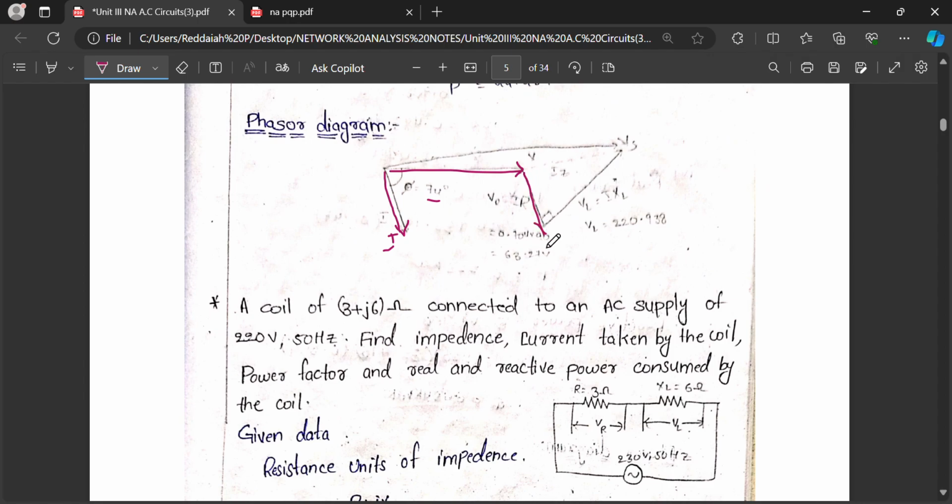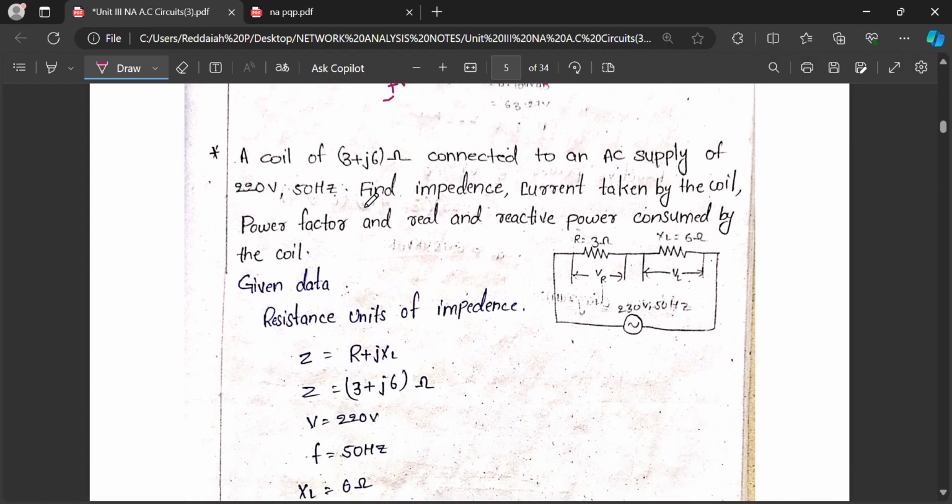Now this is the resistance drop and reactance drop. This is the impedance drop. Now another problem: a coil of 3 plus j6 ohm connected to an AC supply of 220 volts, 50 Hz. Find the impedance, current taken by the coil, power factor, and real and reactive power consumed by the coil.